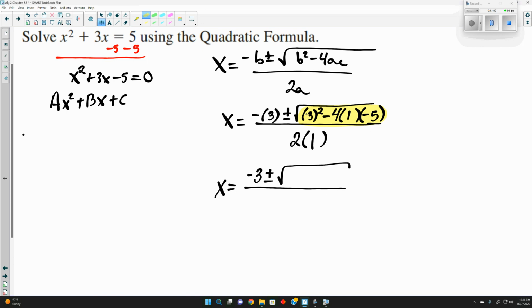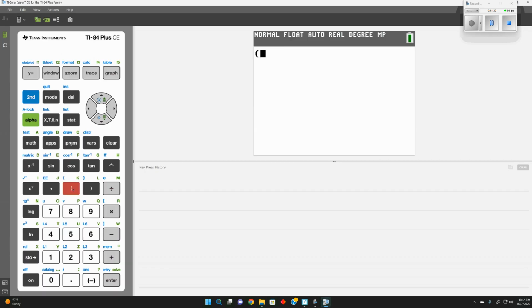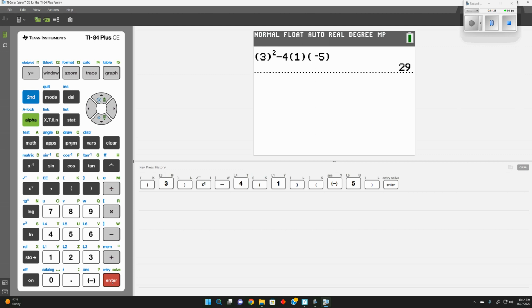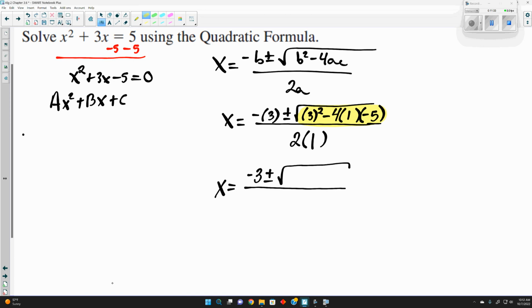And I normally stick to the 30XS, the yellow calculators, because if this does not turn into a perfect square, so 9, 4, 9, 16, 25, 36, 49, any of those there, the graphing calculator will give me a decimal. So what I would do first is our 3 squared minus 4 times 1 times negative 5. So parentheses 3 squared minus 4 times 1 times negative 5. We get 29. So I can come back over here and plug in 29 inside the radical.